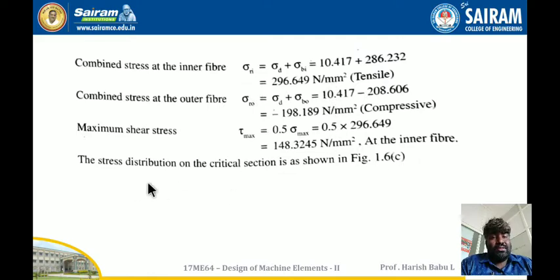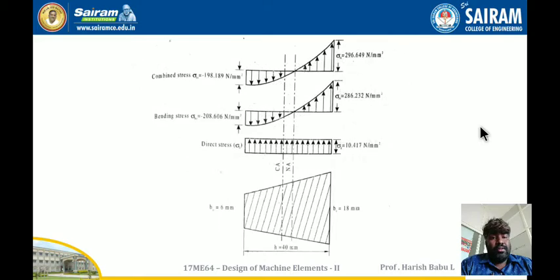So at last you have to show the stress distribution. First you have to construct the cross section, then show the direct stress, the bending stress, and the combined stress at the last. You have to show the inner fiber and outer fiber values in a proper way, and connect the inner fiber to the outer fiber through a hyperbolic curve, not as a straight line.